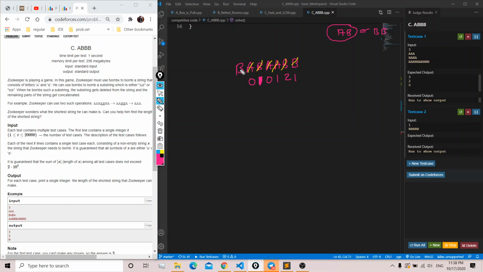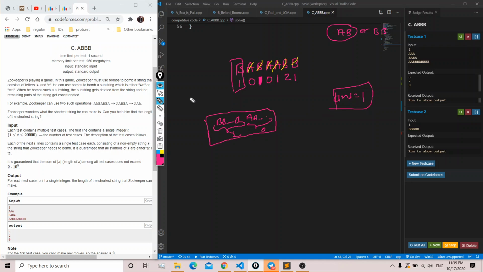Now the B count is 1. So this index is going to give us how many B are left in our string after discarding all the AB substrings, right? So our final string is going to look like something like B B B B, and something A, like this. So I have to give this count. In this case, how many B left? That is 1. And how many A left? Nothing, that is 0. So our answer is going to be 1, right?